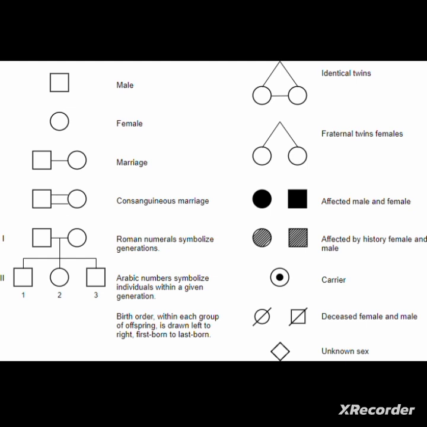And if the shading is a single line, that represents affected by history or a risk of disease. Then carrier, commonly the carrier is female, represented as a dotted circle. Then in case of unknown sex, it is represented by a diamond shape.